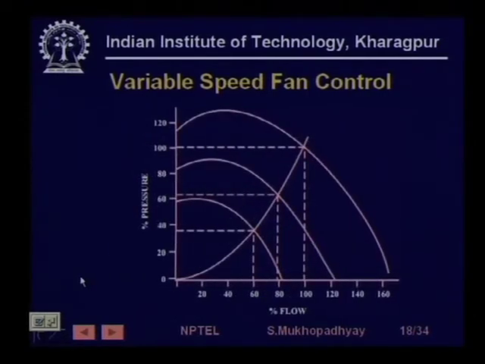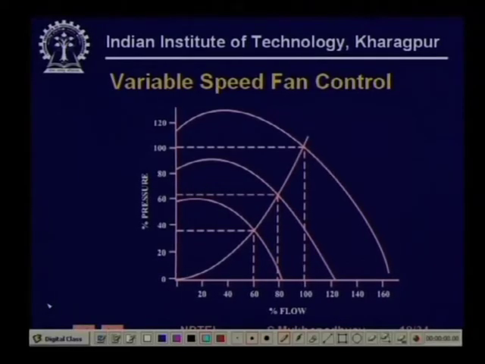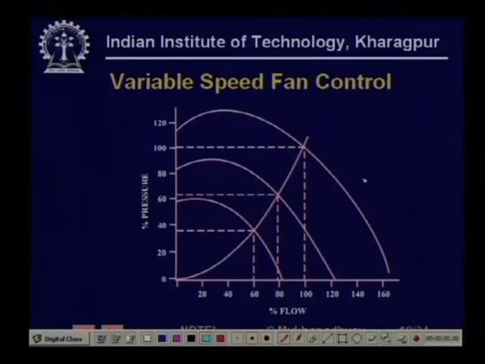So we see this variable speed fan control. Now what happens is that if you want to reduce the speed, we are not going to put any damper or any valve. In other words, the characteristic of the system remains unchanged. Now we are changing the speed of the fan, so the fan characteristic shifts. Let us say this is N1, this is N2 and this is N3, and N1 is greater than N2 is greater than N3.